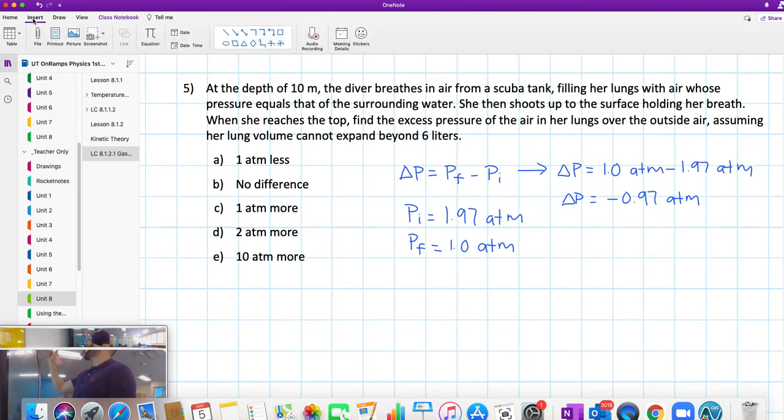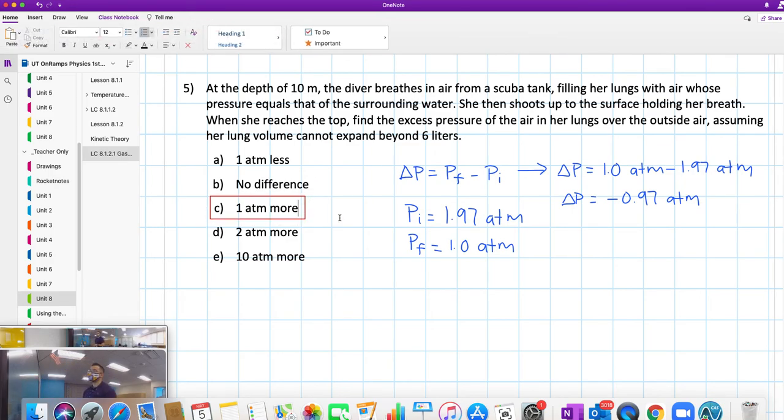Now I'm going to say let's box it because they're going to make fun of me, but I just said it. So 1 atm more. Again, we just found the difference in pressure after flipping the conditions.